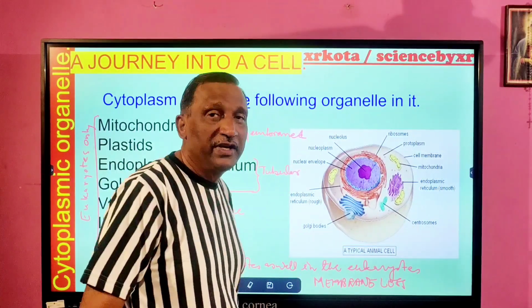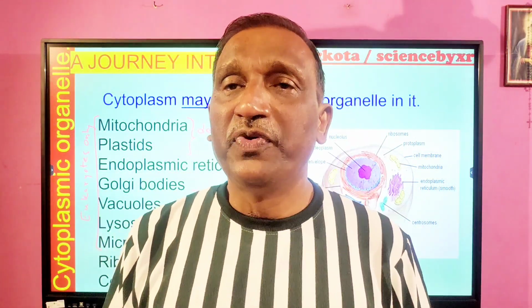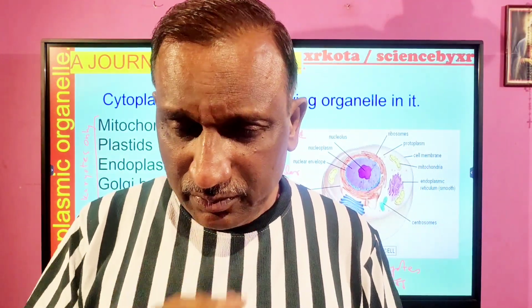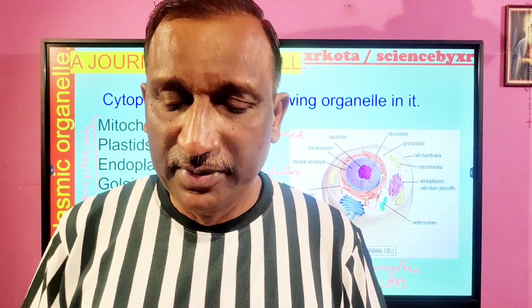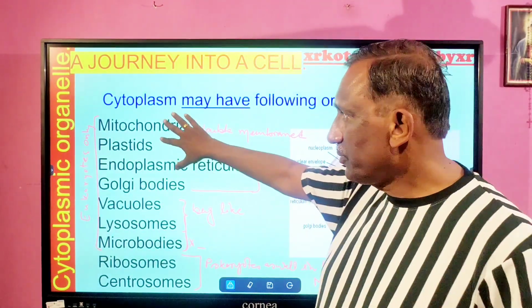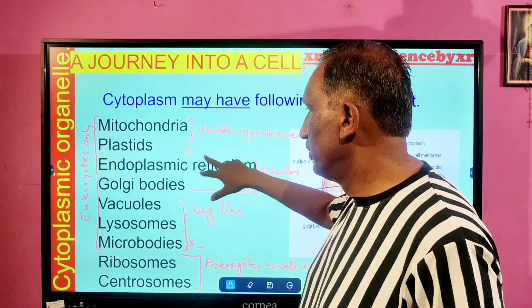Membraneless means they do not have any sort of membrane found on them. Their body is not covered by any membrane. So this is how we are classifying them. Mitochondria and plastids are covered by two membranes.